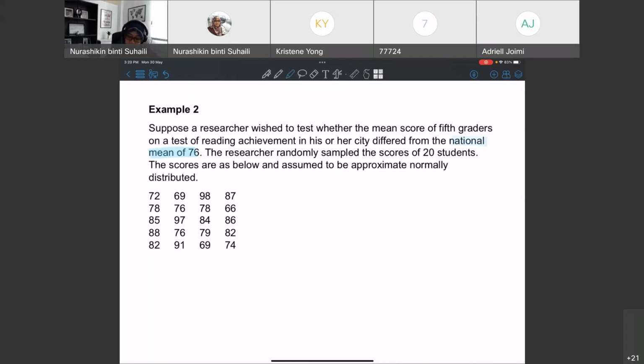Don't get confused with this statement. This is not an indicator that you have to use the Z test, because the T distribution is also a normal distribution, but it's not necessarily Z. Okay, so what kind of information can we digest from here?